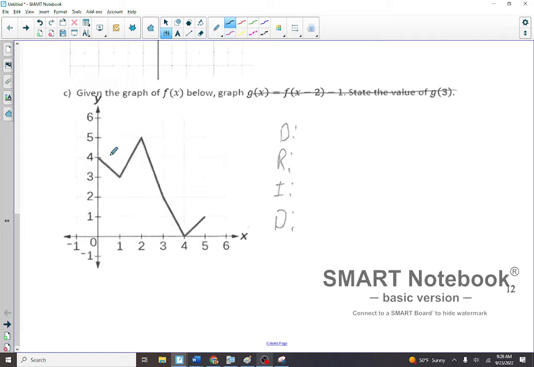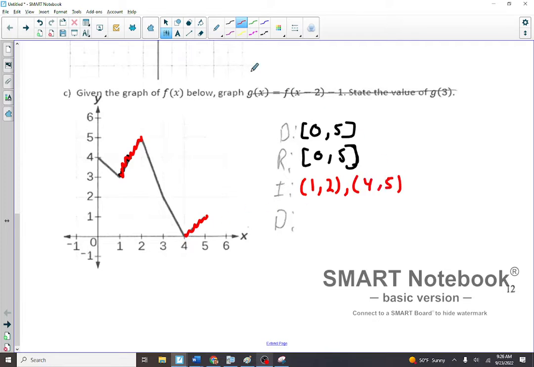Last one on this page. Domain from 0 to 5. The range, the highest point is 5, the lowest point is 0, so also 0 to 5. Is it increasing in all the red segments? So here and here. So soft bracket starting at 1 to 2, comma, and then 4 to 5. It's decreasing in all the green parts. So that is 0 to 1 and 2 to 4.